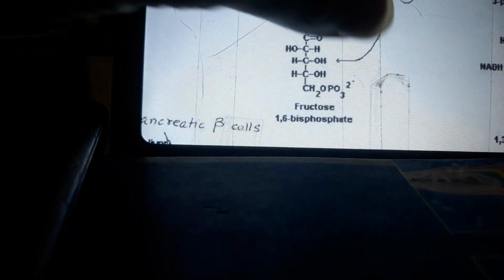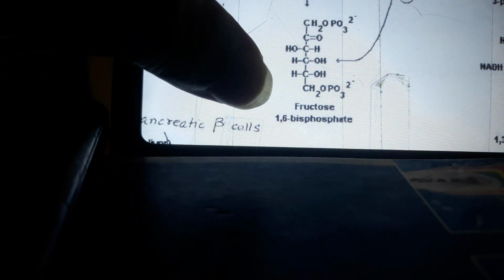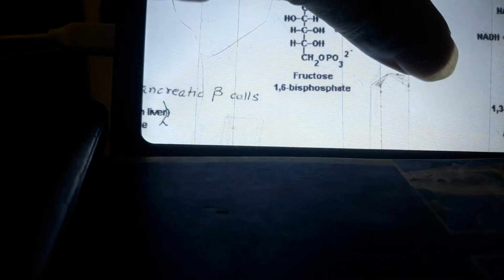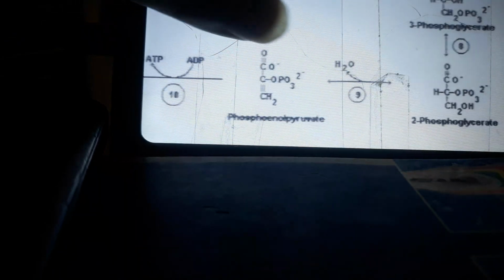And dehydrogenase acetone, dihydroxyacetone phosphate, and the glyceraldehyde 3-phosphate, right? And fructose 1,6 biphosphate, and then getting converted to glyceraldehyde 3-phosphate, and then to 1,3 biphosphoglycerate, right? Can you see that? And then 2-phosphoglycerate and phosphoenolpyruvate, finally to pyruvate.